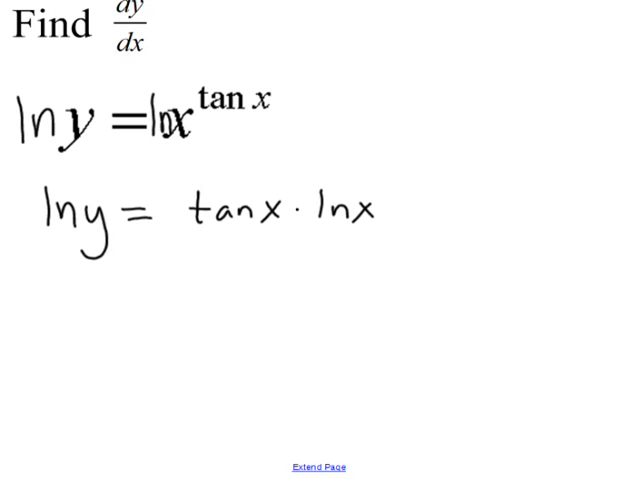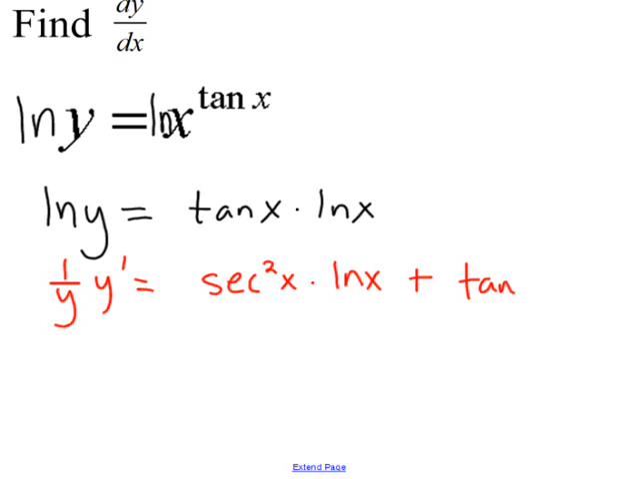All right, again, first thing I'm going to do, take ln of both sides, rewrite it, and now take the derivative. So I have 1 over y prime, the derivative of tangent, secant squared. Again, I'm using the product rule. All right, lots of practice with the product rule. Secant squared times the second function, and then flip it around so you have tan x times 1 over x. And then go ahead and solve for y.